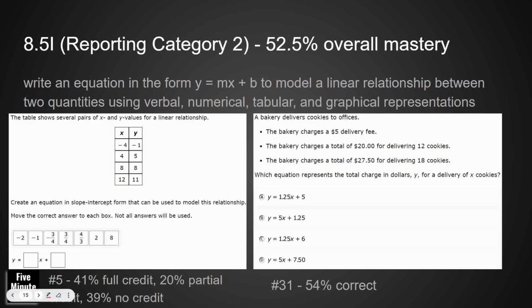So next, we're looking at 8.5i. This is 52.5% overall mastery. We need to write an equation in slope-intercept form, and we have a drag and drop here, pretty basic on number 5. So let's find our slope. Let's find the change in y. 5 and -1 are 6 apart. 4 and -4 are 8 apart. So that looks like 6 over 8.